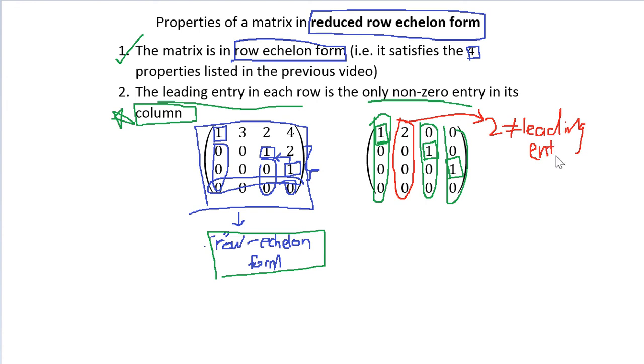Hence, we can say that this one satisfies property 1. Property 2, yes, because we take a look at all the leading entries and we see that it is the only non-zero entry in the column. So hence, this is an example of a matrix in reduced row echelon form.